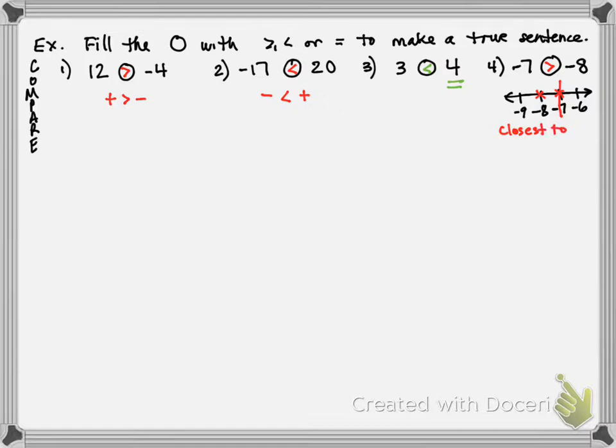Closest to 0 is bigger. Okay? All right, let's deal with the second thing we talked about. Directions ask us to order. So order the set of numbers from least to greatest.